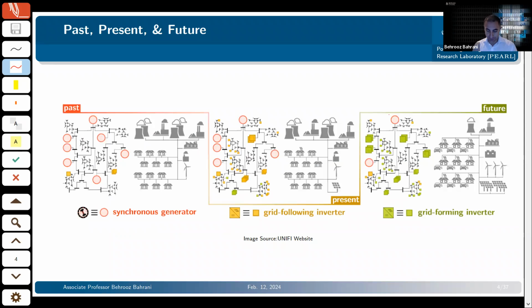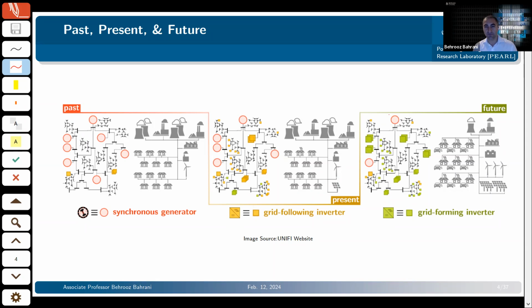I am guessing that most of you have seen this, courtesy of the UNIFI website, a very interesting figure that shows what has been happening in the past, what's the current trend, and what's going to be our future. Very interesting graph. I like it very much. Previously, obviously, we had dominantly synchronous generators in our grid, and now we are having more grid-following inverters in the mix. Less of synchronous generators, and they are being retired around the world.